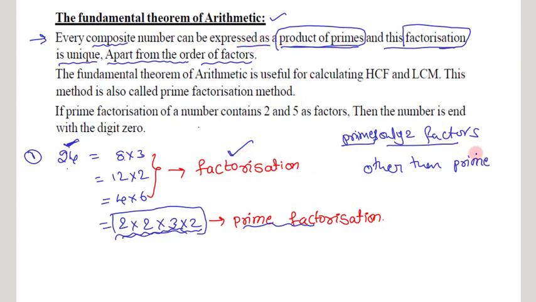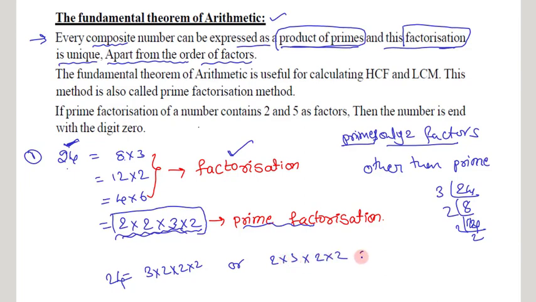That means if you take 24, this 24 can be written as 3 8s, 2 12s, 2 4s and 2 2s. That means 24 can be written as 3 into 2 into 2 into 2, or this same 24 can be written as 2 into 3 into 2 into 2, or 2 into 2 into 3 into 2, or 2 into 2 into 2 into 3. So the same 24 can be factorized in a unique manner.